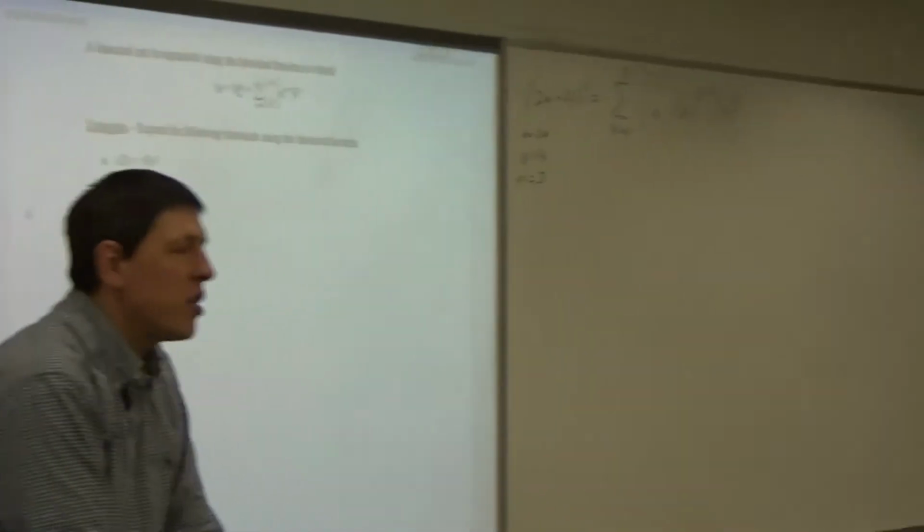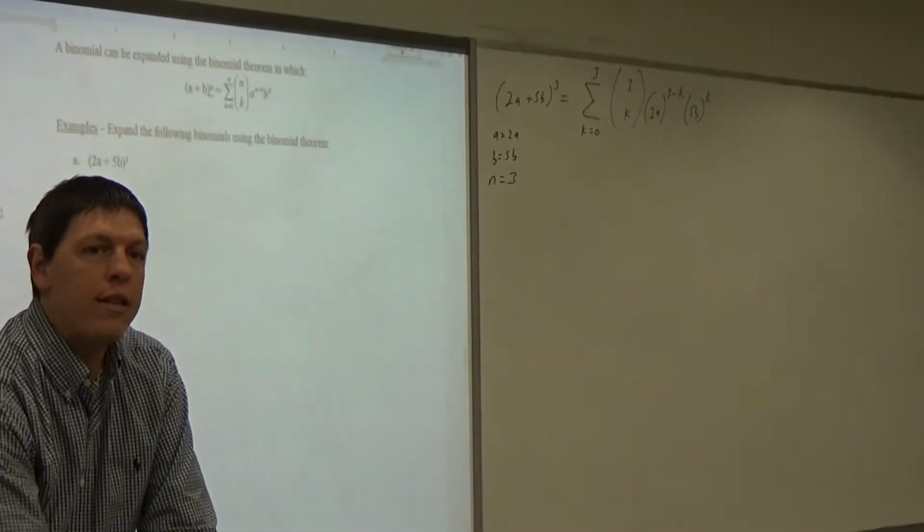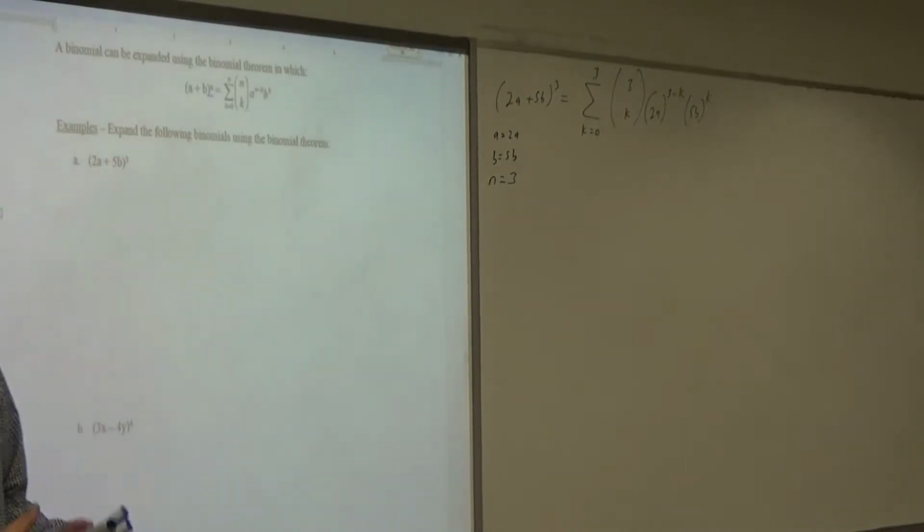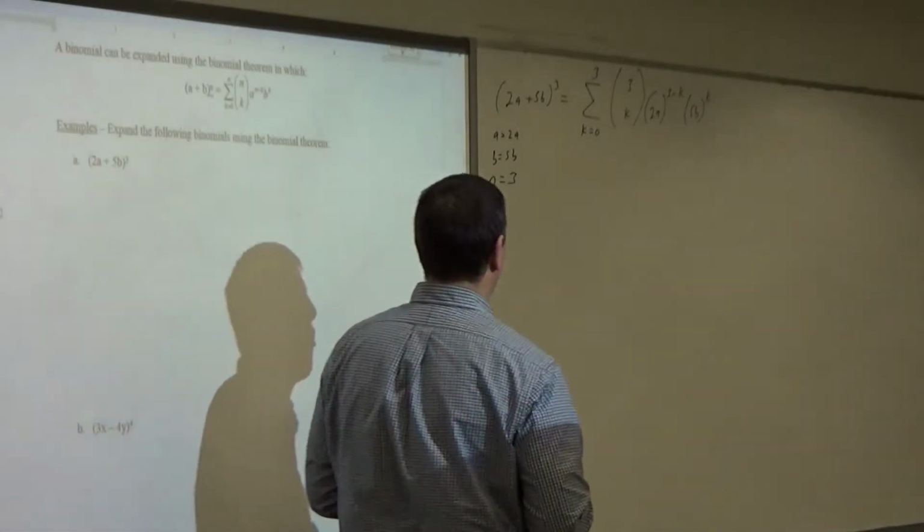So does that make sense to everybody, guys, as to how we substituted? We identify a and b, we identify n, we substitute. Now it's just a series problem, and we know how to work with series. We just go ahead and keep increasing k by 1 each time. So we're going to start with 0.